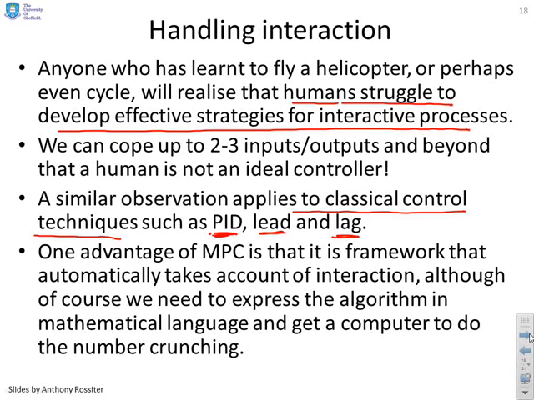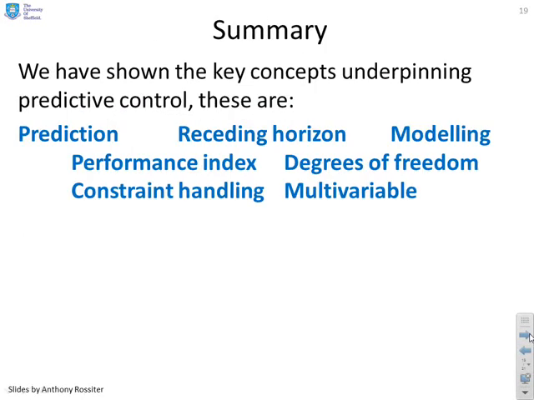And so the advantage of predictive control is that it's a framework that automatically, that's the key word, automatically takes account of interaction. Okay? As long as we express the algorithm in suitable mathematical language and get a computer to do any relevant number crunching.